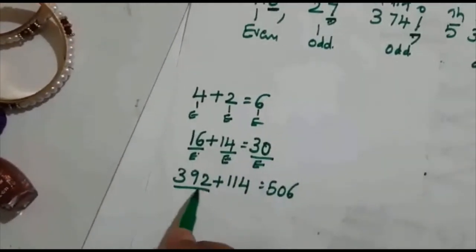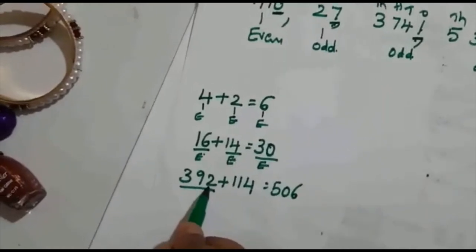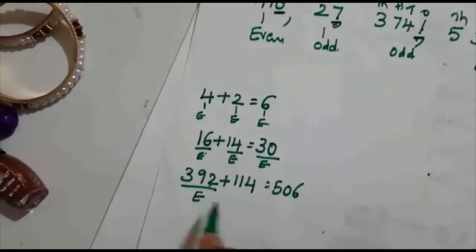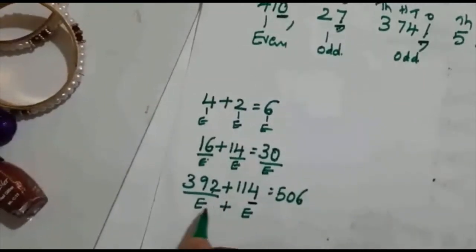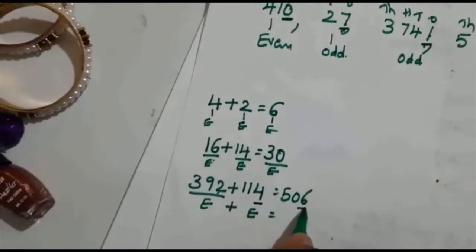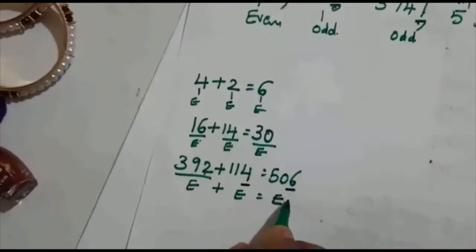Let us take this number. The number has 2 in the 1's place. So this is an even number. The 1's place is 4. This is an even number. We are adding these 2 even numbers, and the answer also becomes an even number.